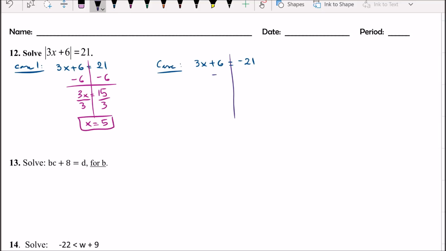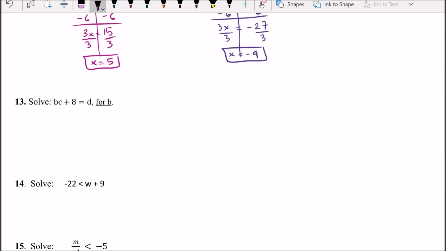Case 2, we do the same step, minus 6 on both sides. But this time, negative 21 minus 6, they're both negative, so you're going to add them. That gives you negative 27. Bring down the 3x. Then to get x by itself, you divide by 3 on both sides. x equal to negative 9. So the answer is 5 and negative 9.